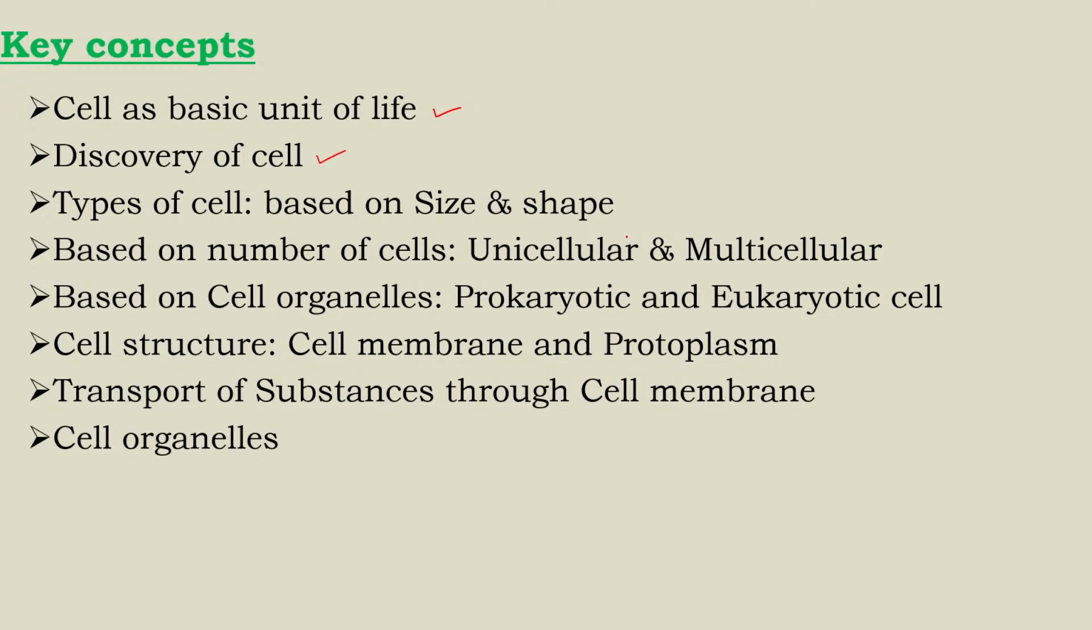We are also going to understand the different types of cell based on the number of cells as unicellular and multicellular. We are going to understand the types of cell based on the cell organelles as prokaryotic and eukaryotic cell. Then we are going to understand the cell structure, the main parts of the cell, that is the cell membrane and protoplasm. And we are going to understand the different types of cell organelles. Okay, transport of substances across the cell membrane. These are the subtopics in this particular lesson.